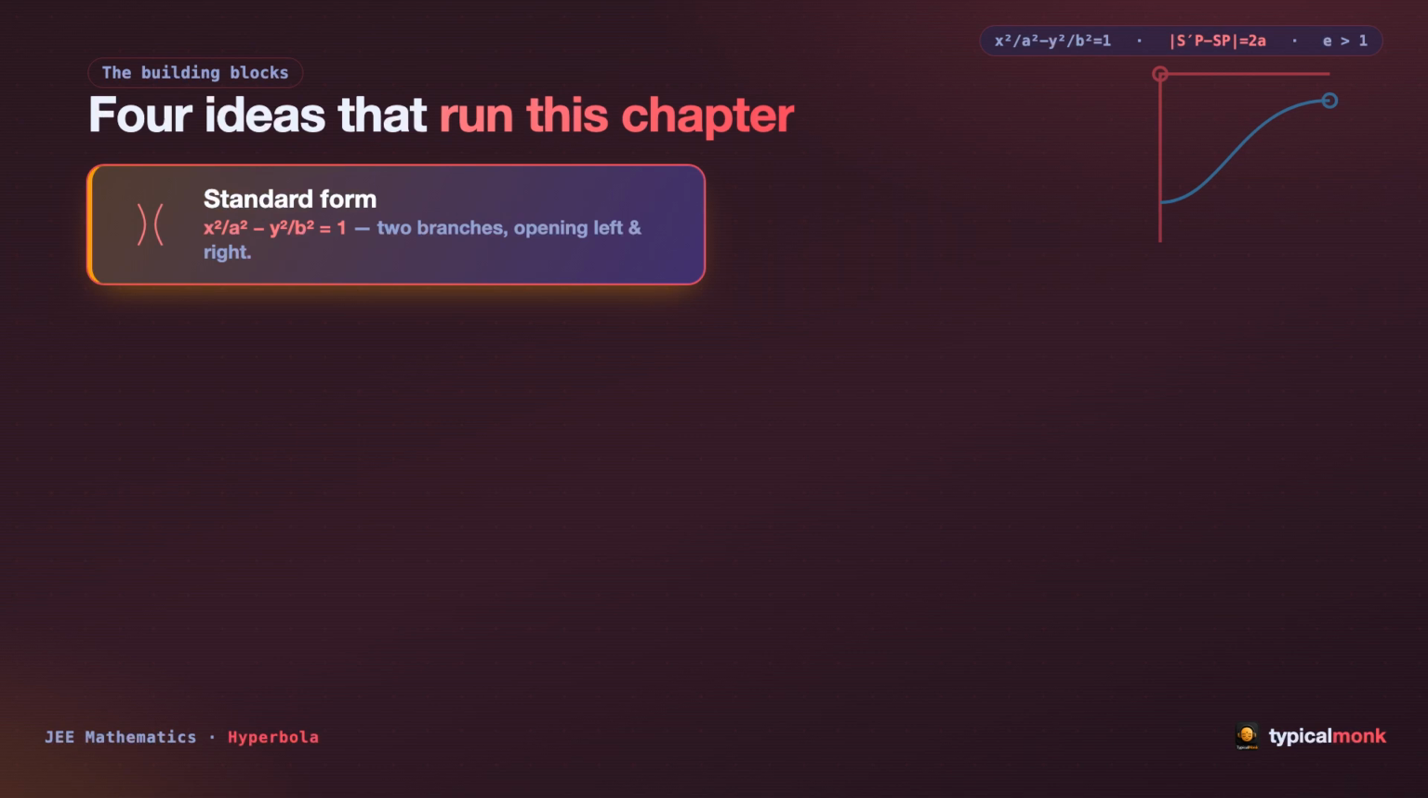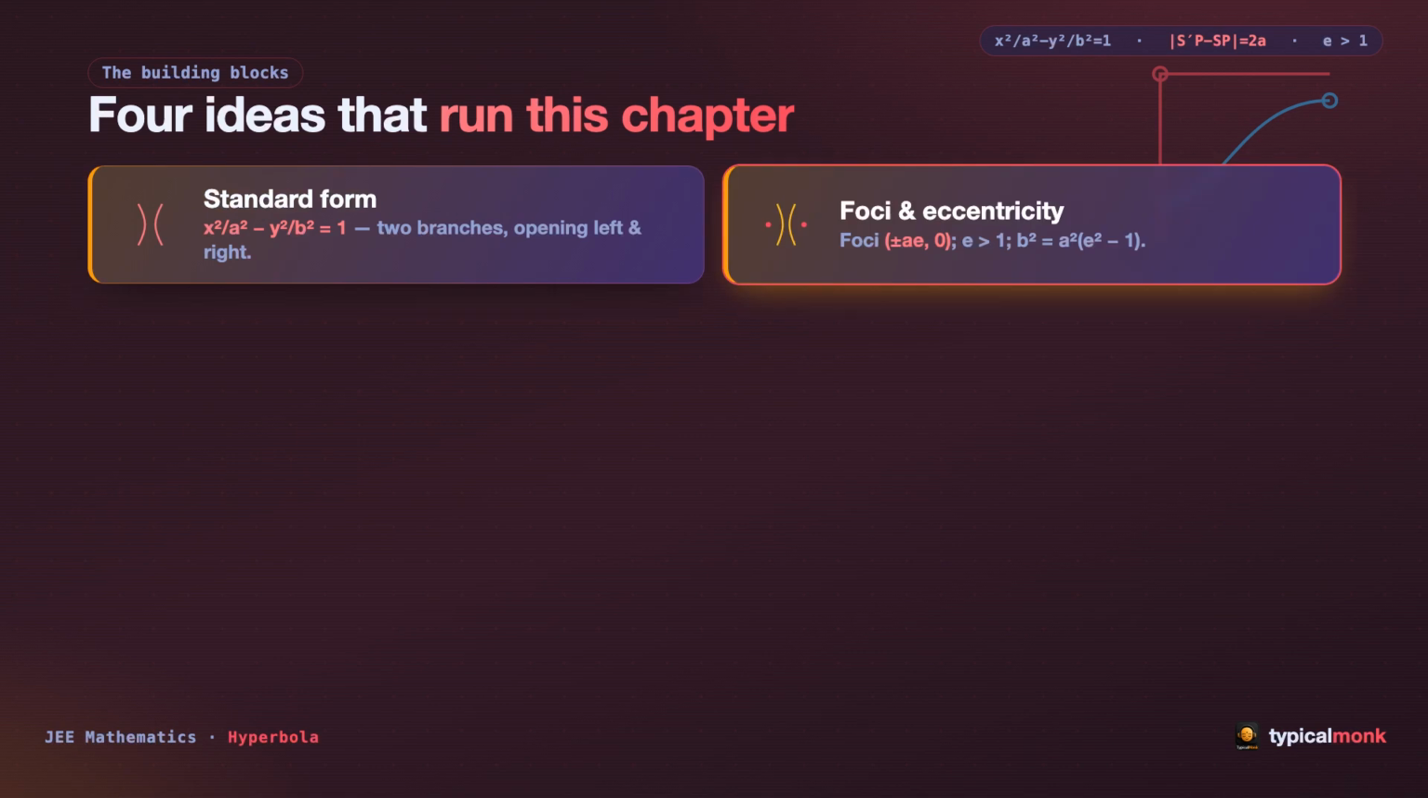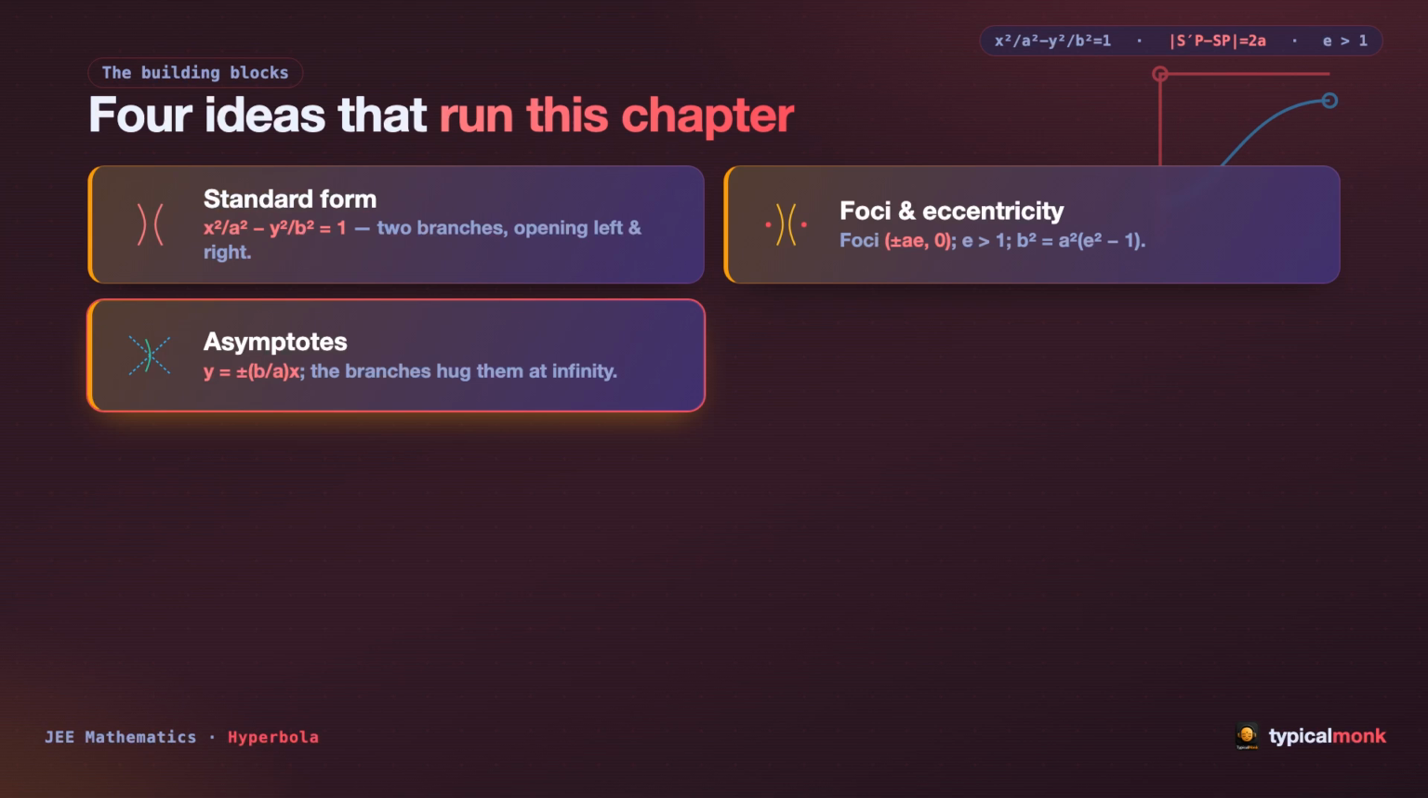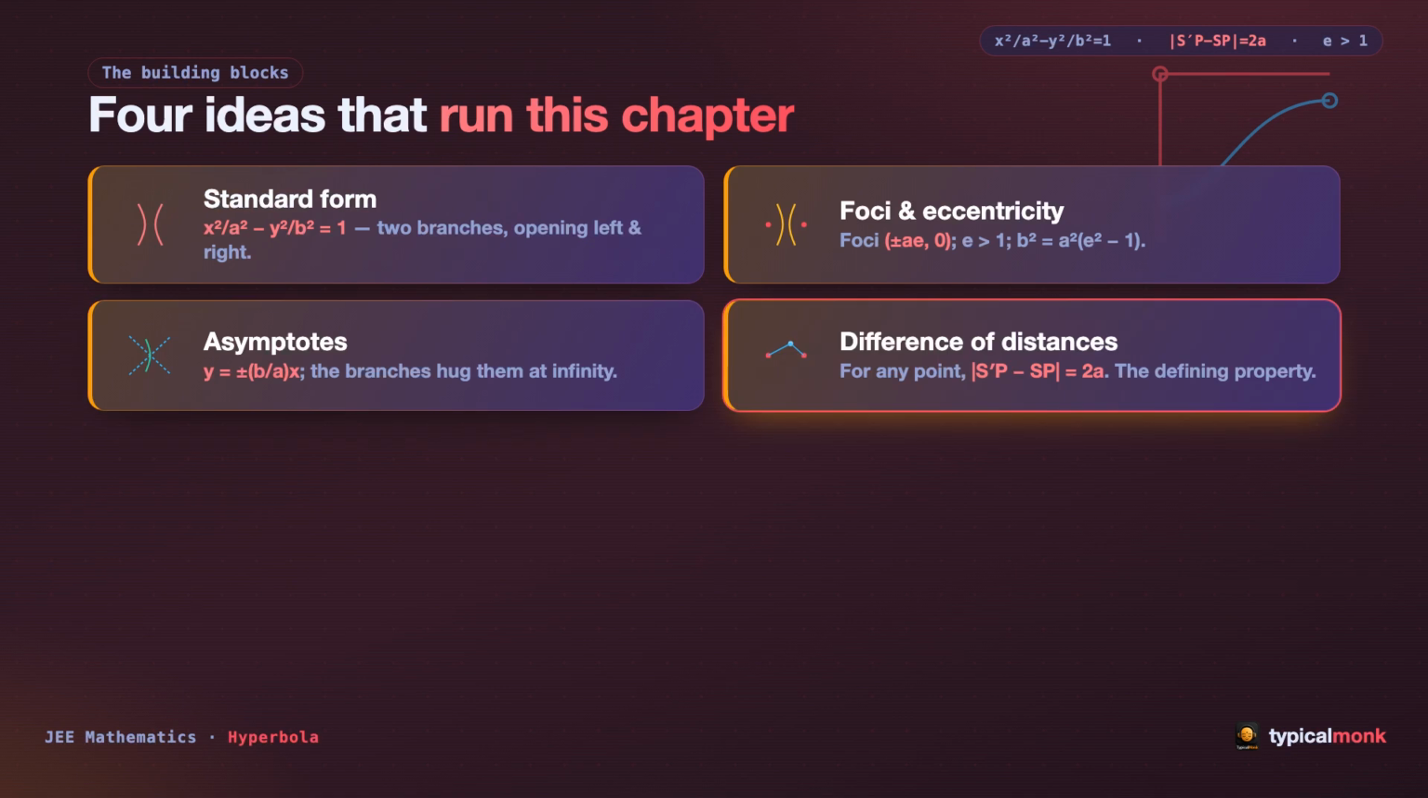The standard form, x squared over a squared minus y squared over b squared equals 1, 2 branches, opening left and right. The foci and eccentricity. The foci sit at plus or minus ae, 0, the eccentricity e is greater than 1, and b squared equals a squared times, bracket, e squared minus 1. The asymptotes. The lines y equals plus or minus b over a times x, the branches hug them at infinity. And the difference of focal distances. For any point on the curve, the size of SP minus S'P equals 2a. That is the defining property.